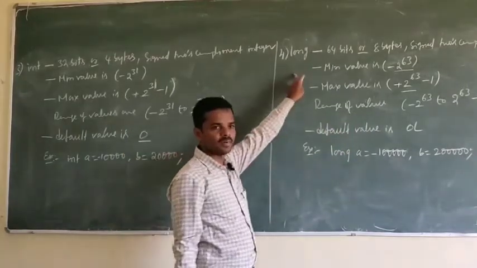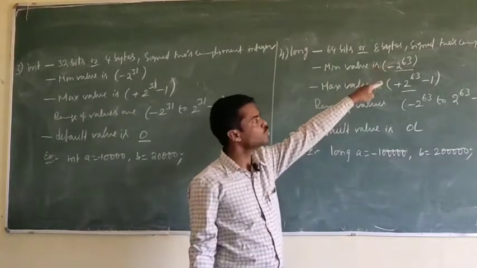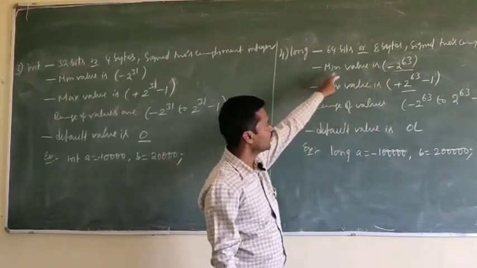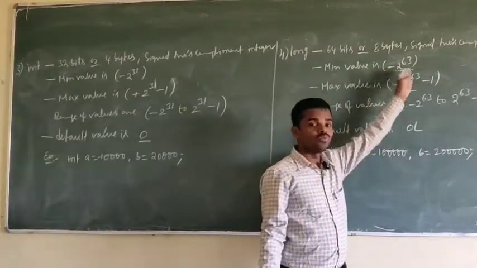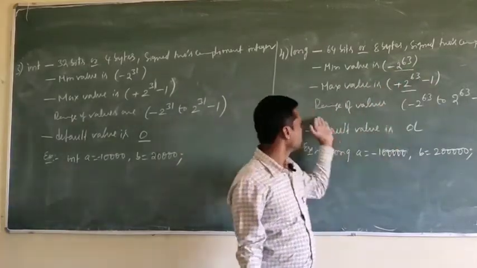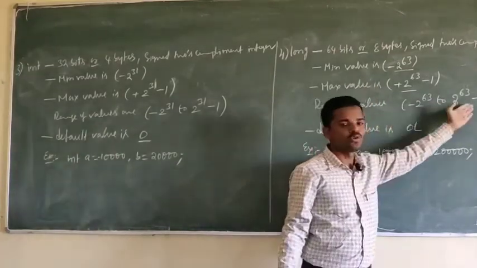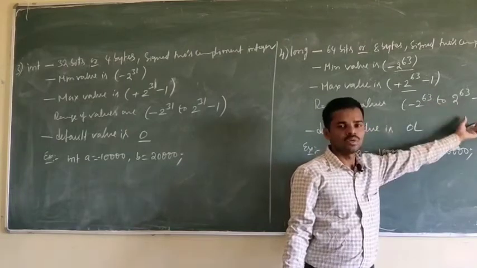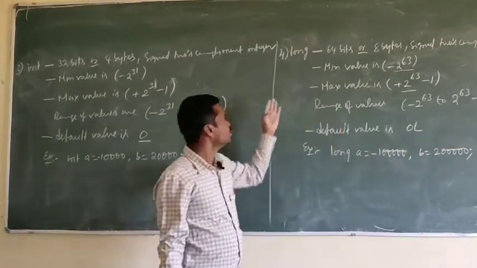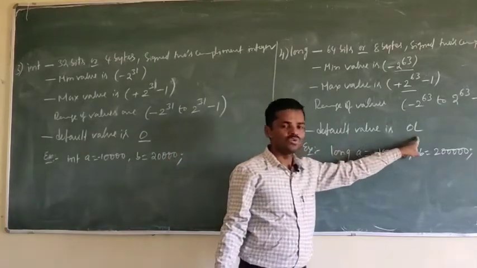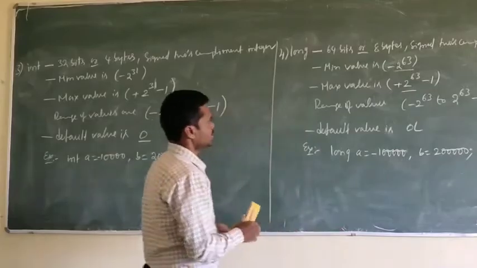Long data type size is 64 bits or 8 bytes. It can store signed 2's complement integer types, and the minimum value is minus 2 to the power of 63 and the maximum value is 2 to the power of 63 minus 1. The range of values is from and to. Only in this range we can store the values in the long type, and the default value is 0L. An example for long data type is this.